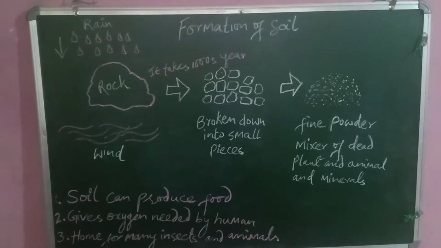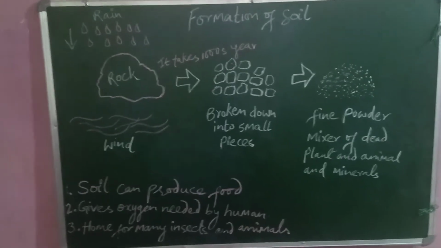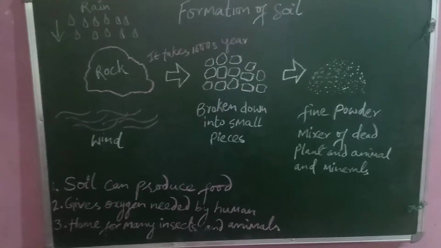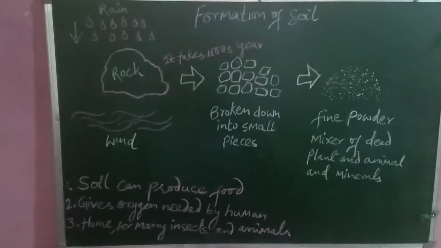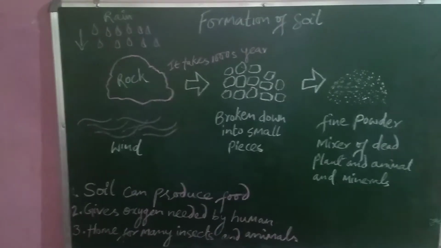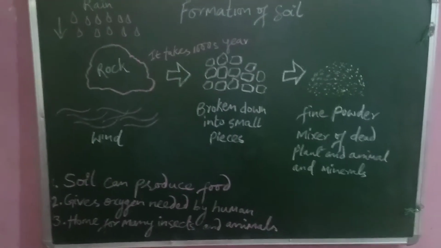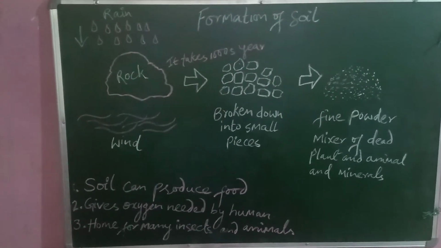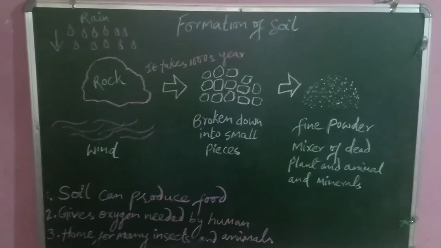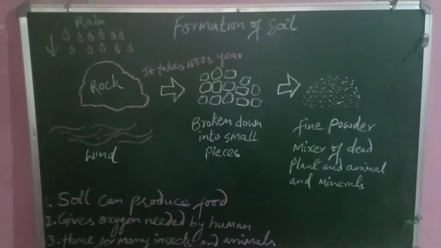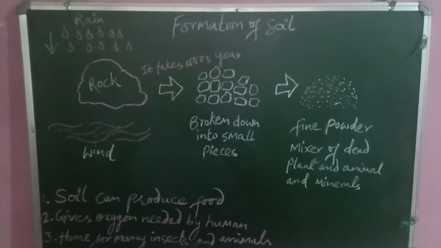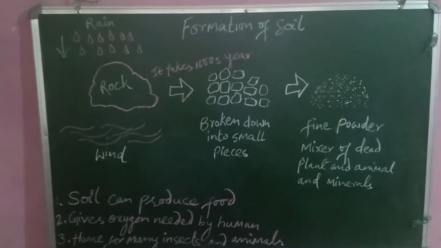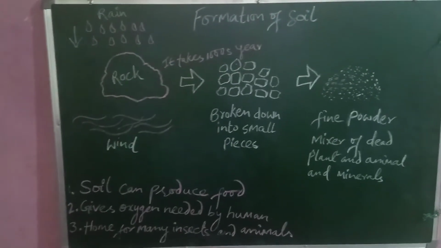It is the topmost layer of the earth's surface, and it is a mixture of dead plants and animals and some minerals, which contains some amount of water and air as well.